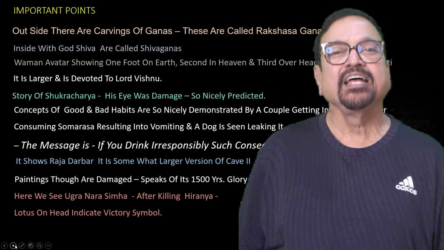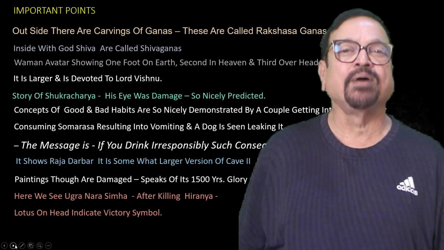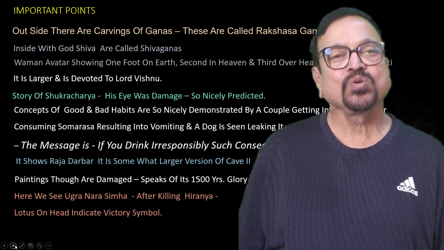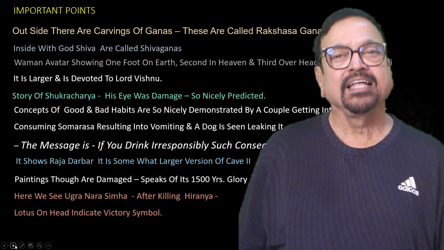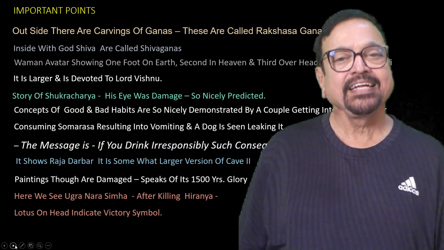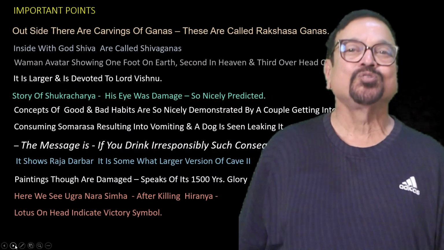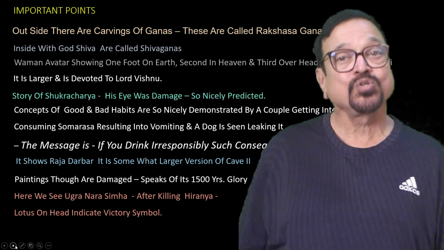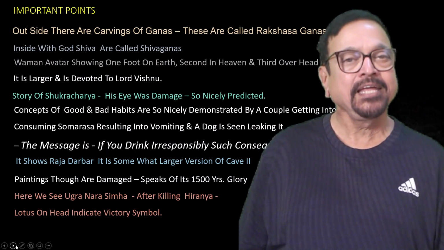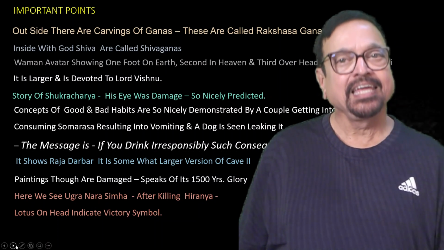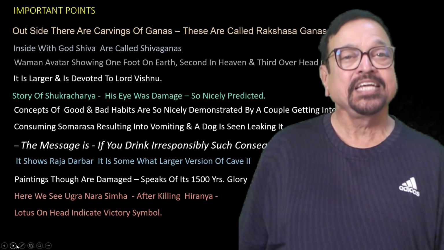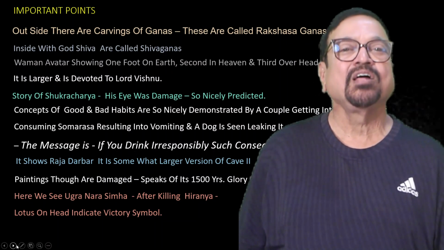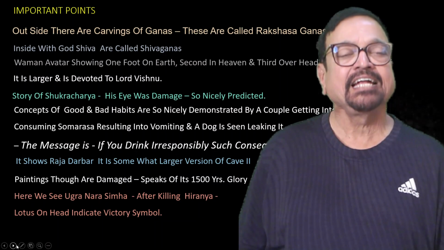Here we see Ugra Narasimha after killing Hiranya. We can also see a silent or meditating Narasimha at Hampi, so do visit it. There are different photographs of different moods of Narasimha. He can be happy, he can be smiling, he can be Ugra, because here it is Ugra as he has killed Hiranya. Then the lotus on the head indicates a victory symbol.